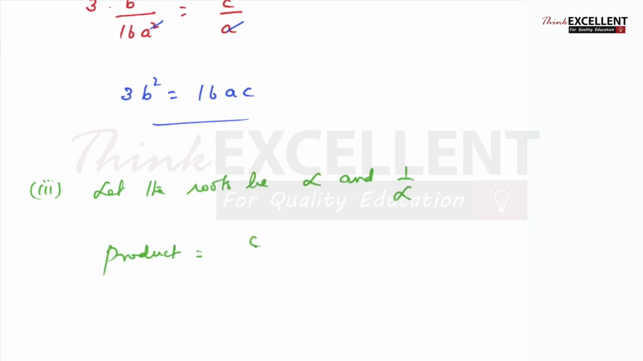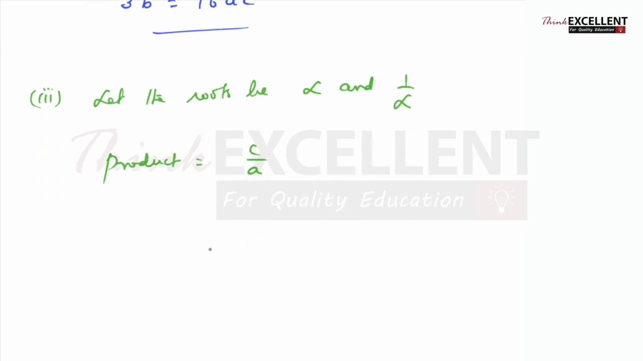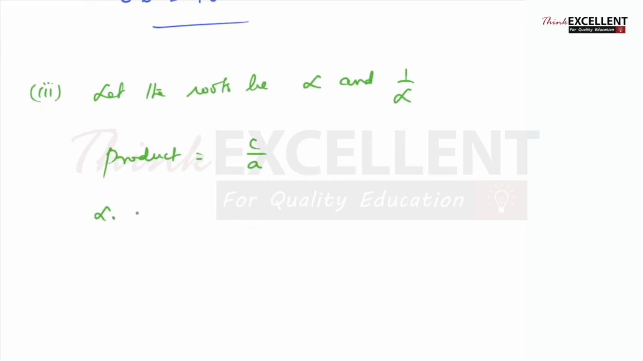Product is equal to C by A. So product of the roots. That is, alpha into 1 by alpha is C by A. Alpha, alpha get cancelled. So 1 equal to C by A, cross multiply, A equal to C. A means coefficient of x square, C is the constant. If the coefficient of x square and the constant are equal, then you can say definitely the roots are reciprocal to each other. One root is 5 means another root will be 1 by 5. So this is the condition, okay?